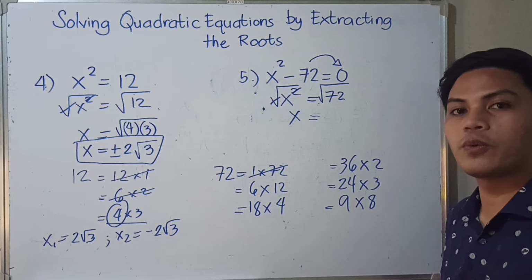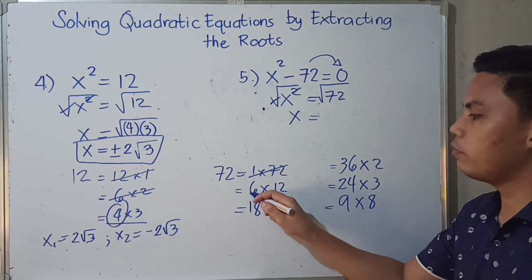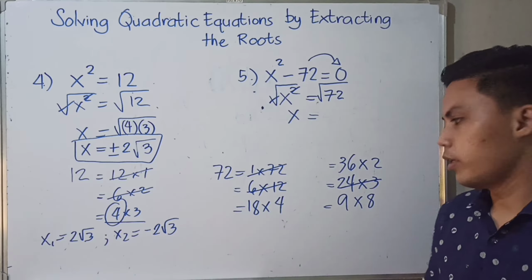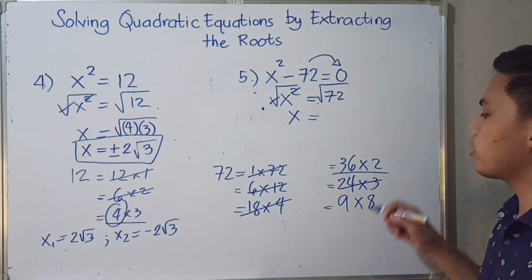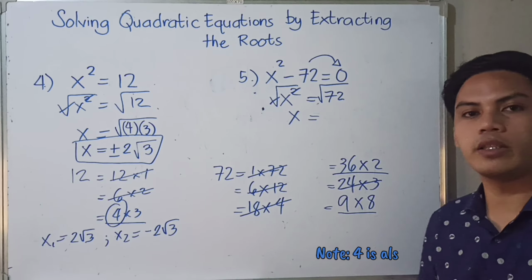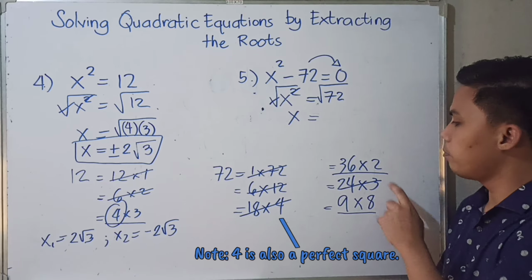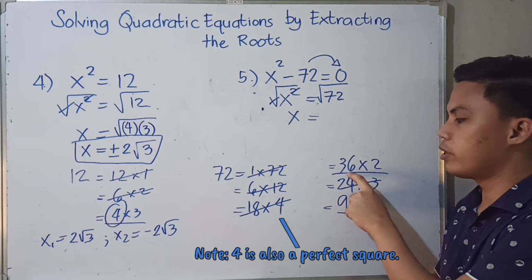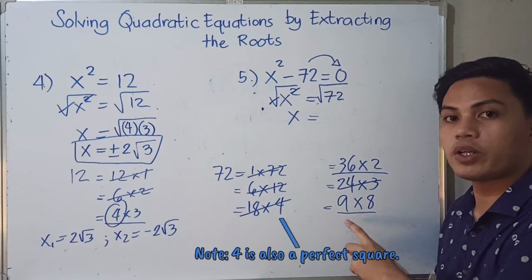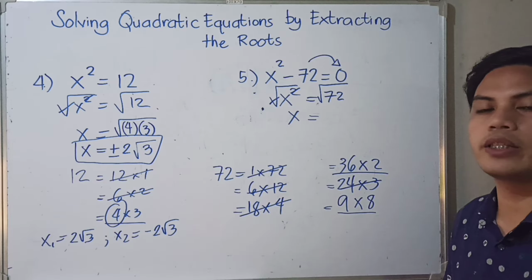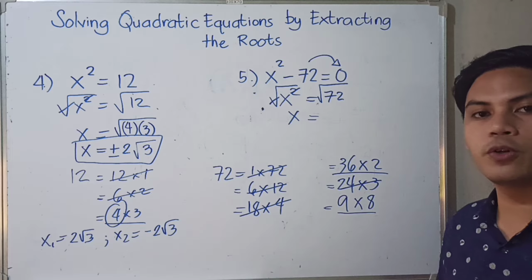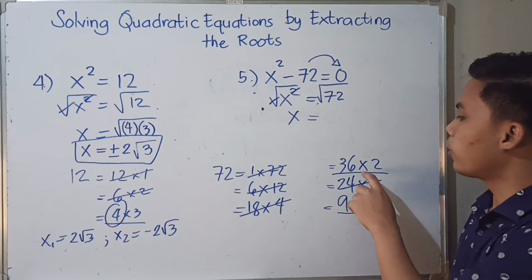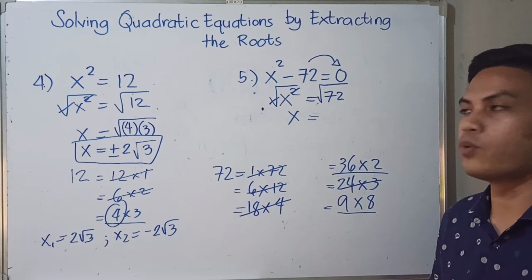Tatanggalin agad natin yung mga factors na walang perfect square. So, 6 and 12, walang perfect square. 24 and 3, wala ring perfect square. So, ang natitira would be 36 times 2 at 9 times 8. So, in this case, may perfect square sa dalawang pares. Dito, perfect square si 36. Dito naman, perfect square si 9. So, saan yung i-consider natin dito? Yung i-consider natin dito is yung pinakamalaki na perfect square. Okay? So, we're going to consider 36 times 2.